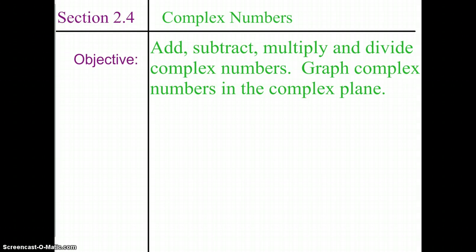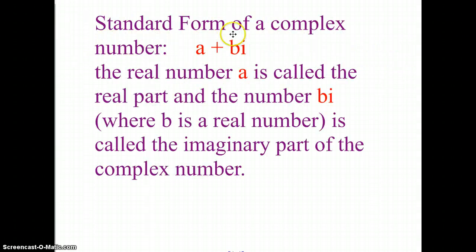Okay, so let's go ahead and get started. The standard form of a complex number is of the form a plus bi, where the real part is a, and the imaginary part is bi. So anytime you have a complex number imaginary solution, it should always be written in standard form, a plus bi.